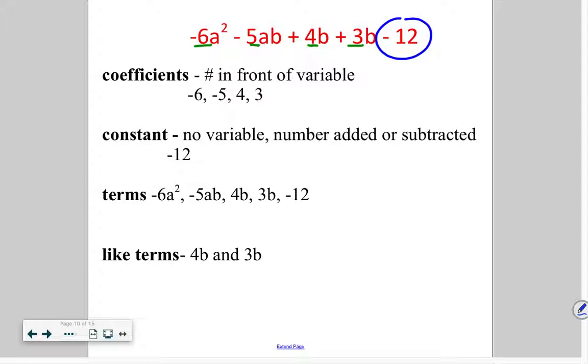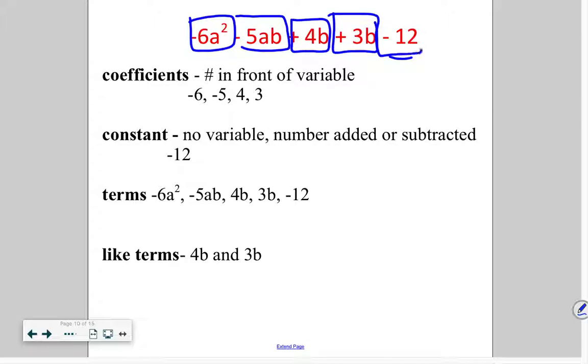So if it's 12 cents per mile, the 12 cents is my coefficient. If it is $5 per CD, it's $5 is my coefficient in that case. Terms. We've used in the past combined like terms, correct? Everything in here is a term. So in our example here, we have 5 terms in that question.